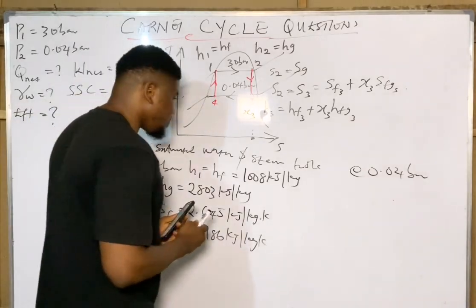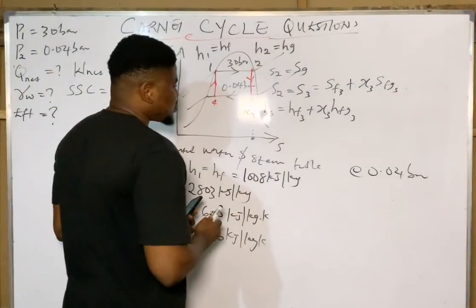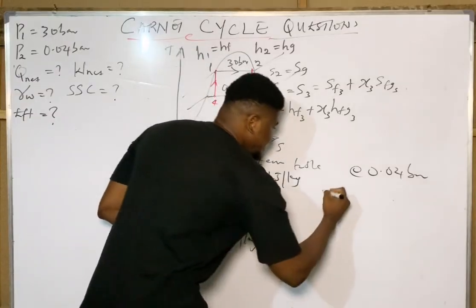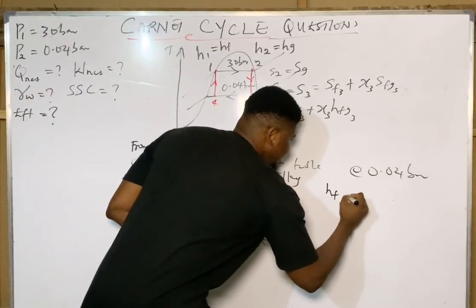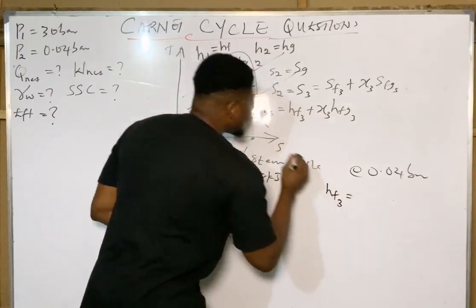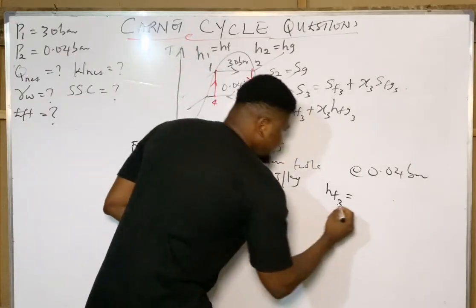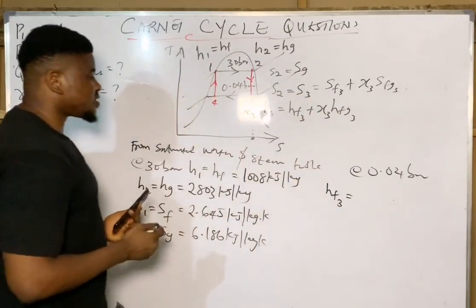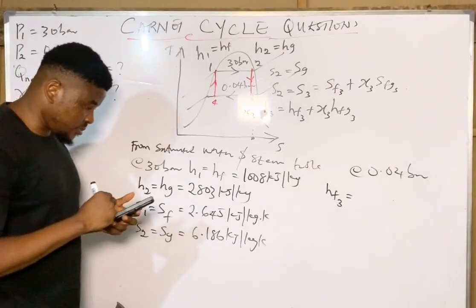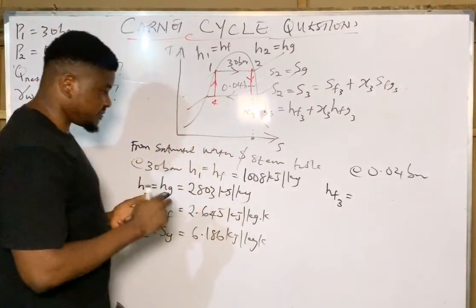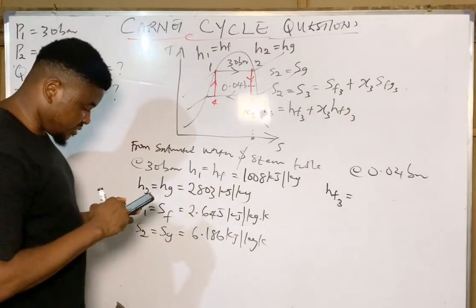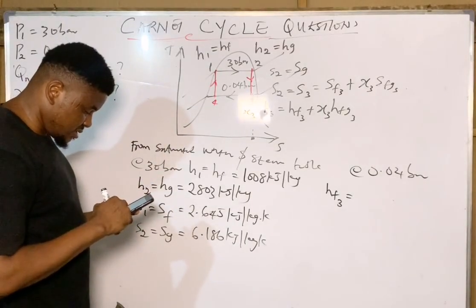So at 0.04 bar, what we find is now going to be HF3, which is this here. So we'll find HF3. Under 0.04 bar from the steam table, locate HF, please. HF becomes HF3 at 0.04 bar. So let's get to it.